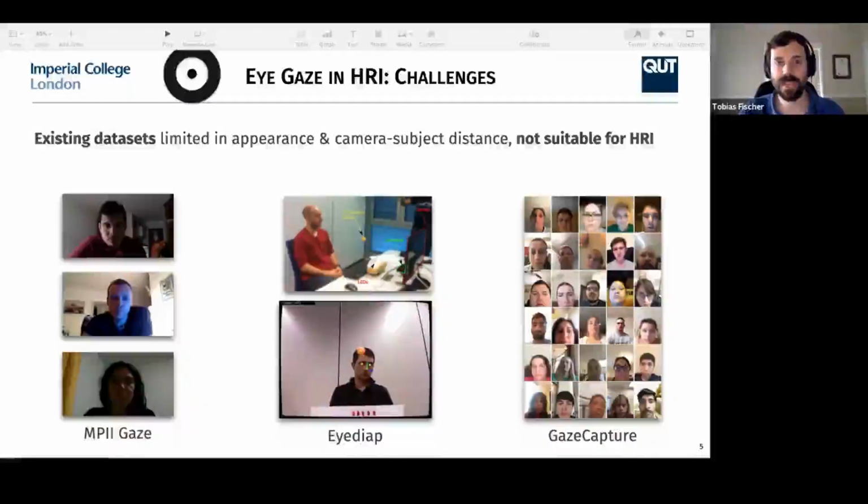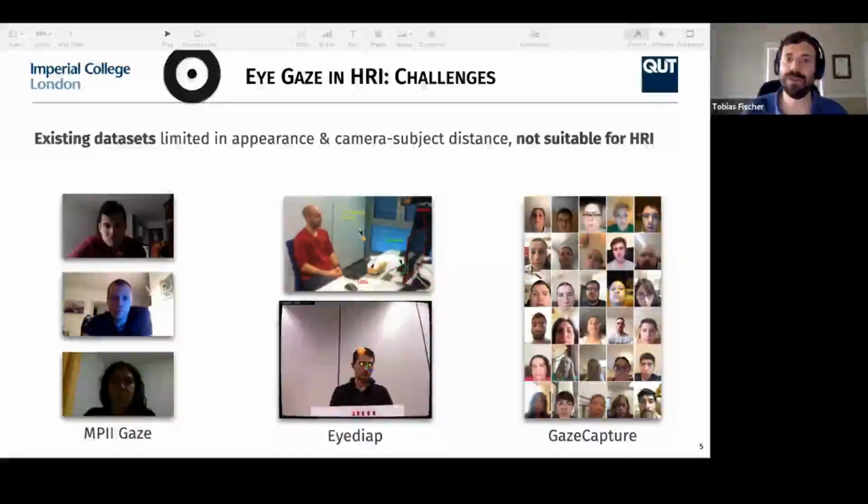The problem with that is that it's very limited in appearance. If a person is sitting in front of a laptop, they always look more or less straight at the laptop. There's not much head pose variation. It's quite a standard setup, and the same goes for tablets. In the tablet scenario, there are more lighting variations, but still it's quite limited, and the camera-subject distance is really close.